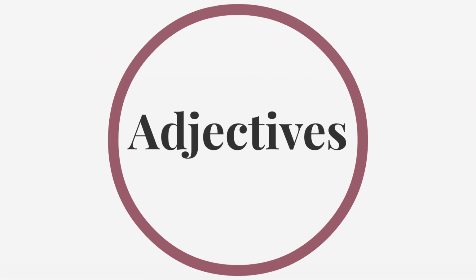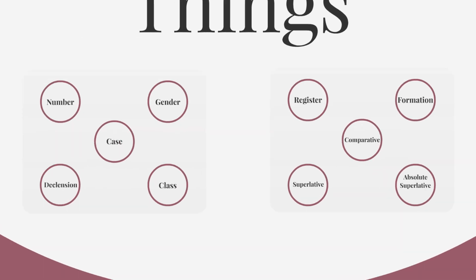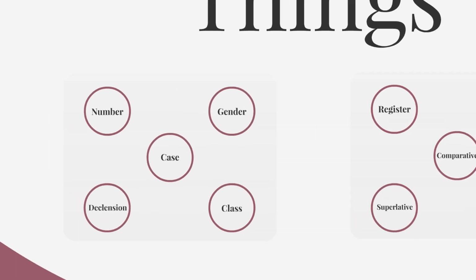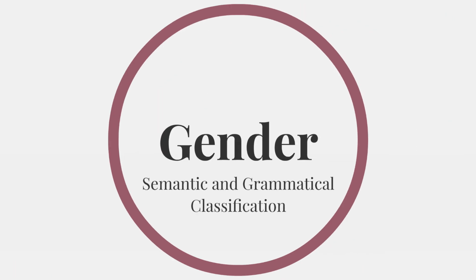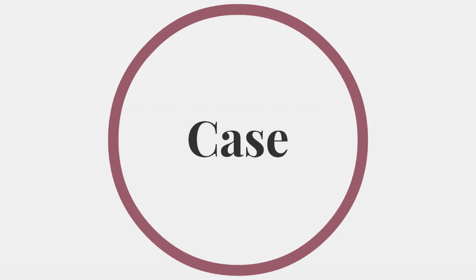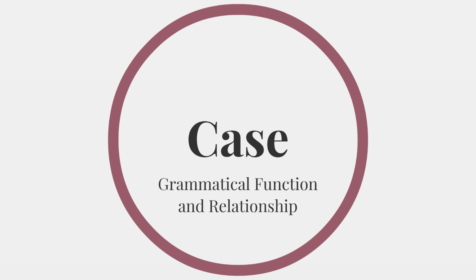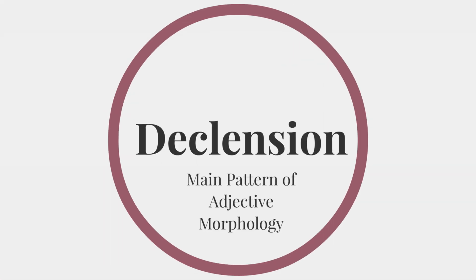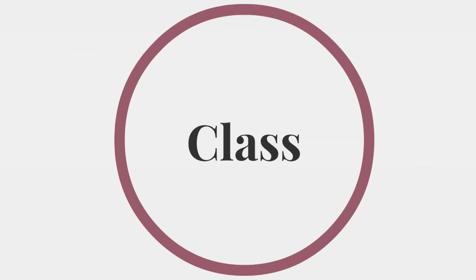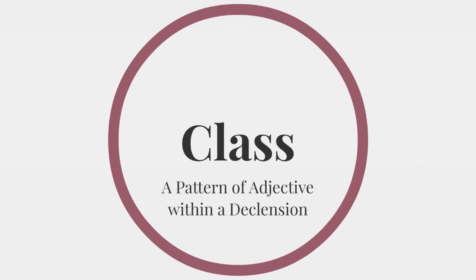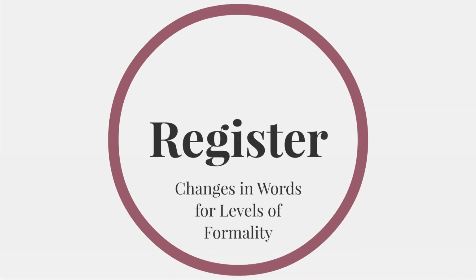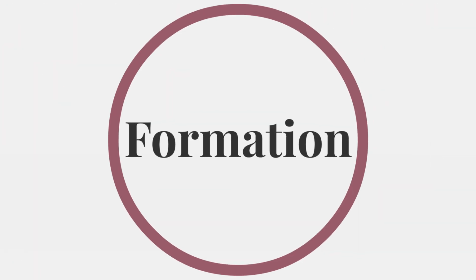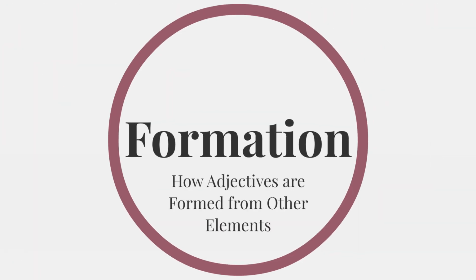Next, we have adjectives, which are words used to describe things. As they modify or describe things, there are several of the same criteria we looked at for nouns. We have number, how many of something there are. Gender, both semantic and grammatical classification. And case, the function and relationships of things. We also have declensions, the main patterns of adjective morphology, and classes, subpatterns of adjectives within a declension. We likewise need to consider register, how adjectives change for changes in formality, and formation patterns, how adjectives can be formed out of other elements, like nouns and verbs.